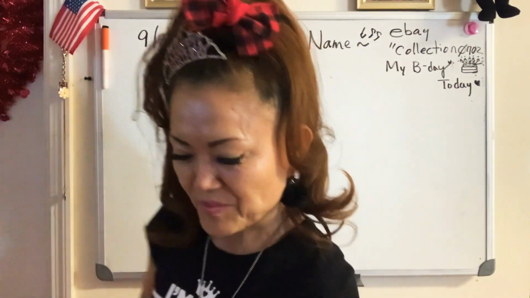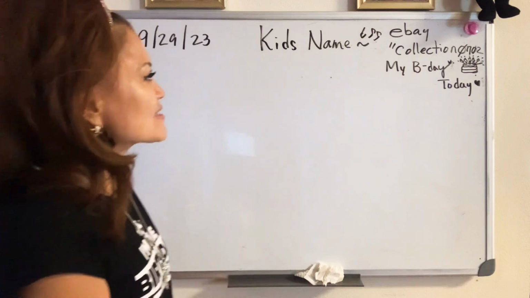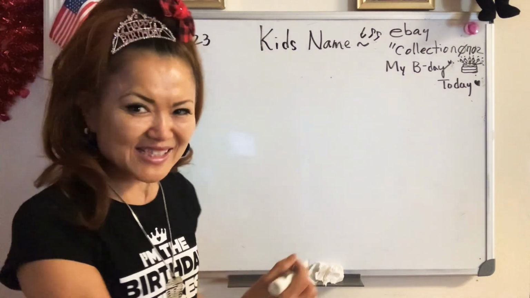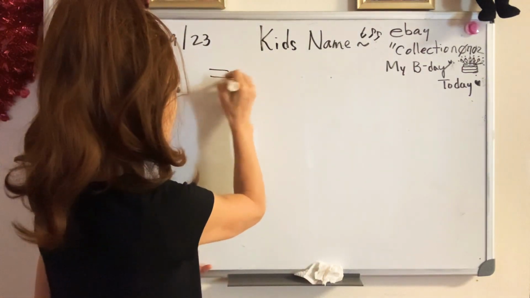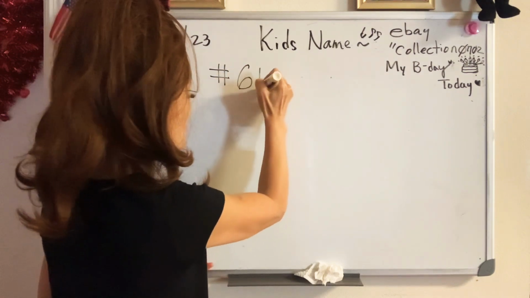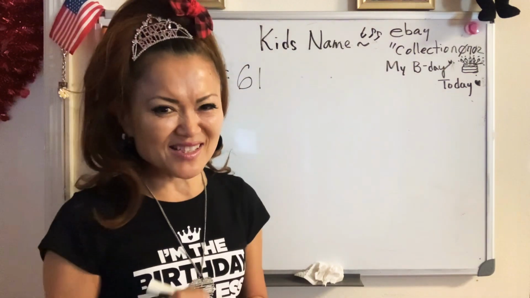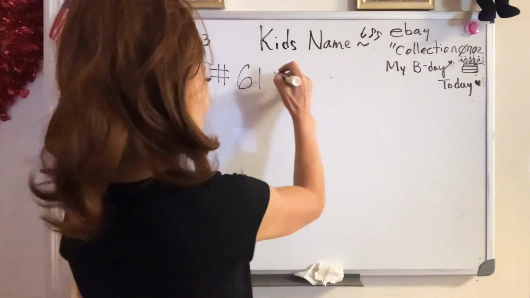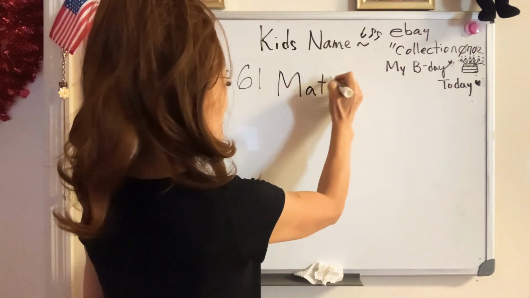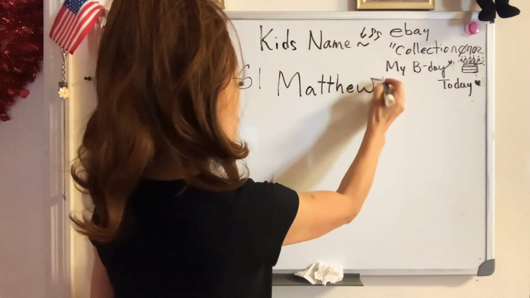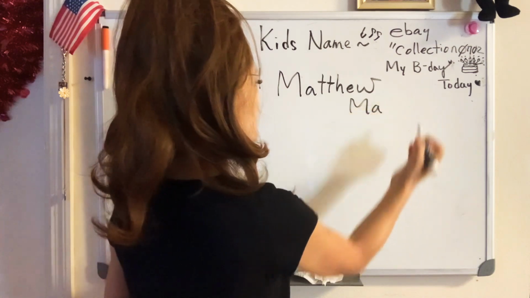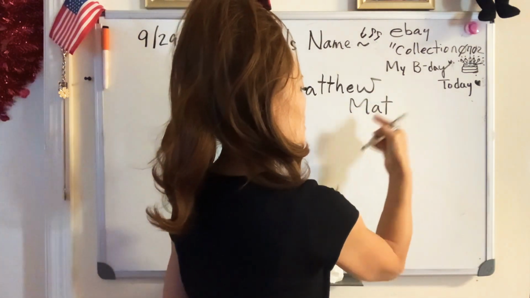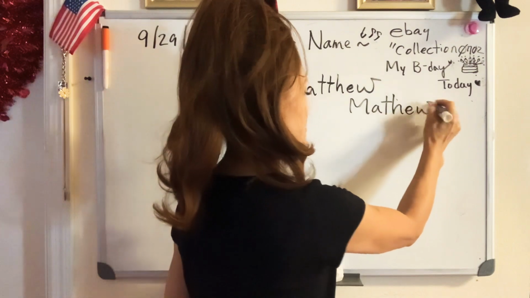Are you ready to learn? Yes, let's do it. Aja! All right. So today's lesson is kids' names, number 61. Yesterday I taught number 60, which was Mark, right? But today is Matthew. M-A-T-T-H-E-W. Or maybe, I'm not sure, some kids' name is spelled with only one T. Either one is going to be Matthew.